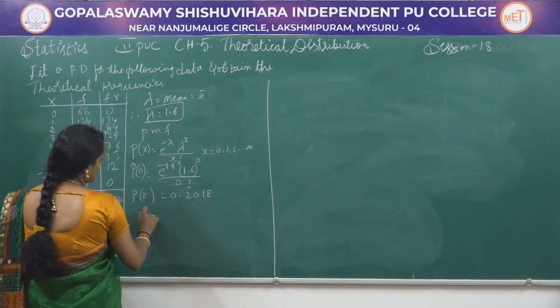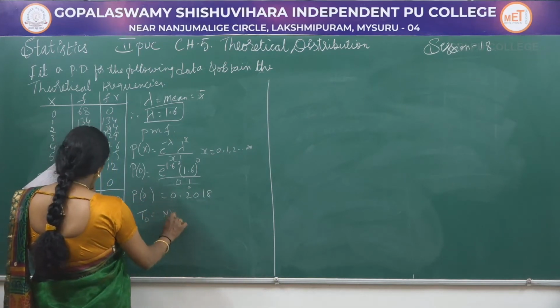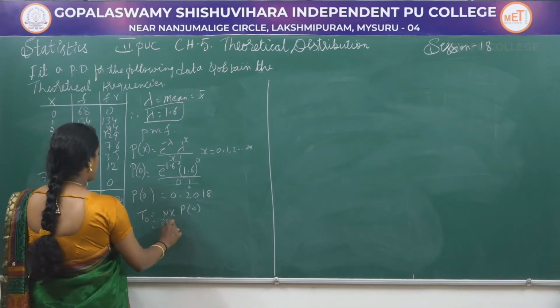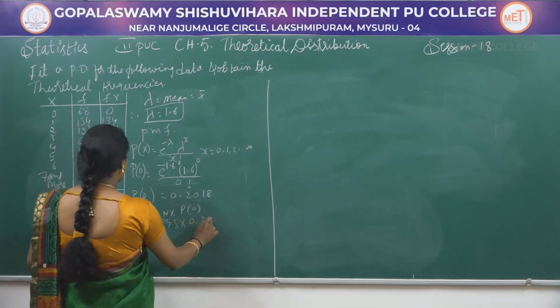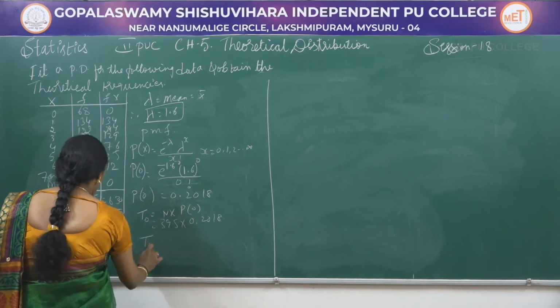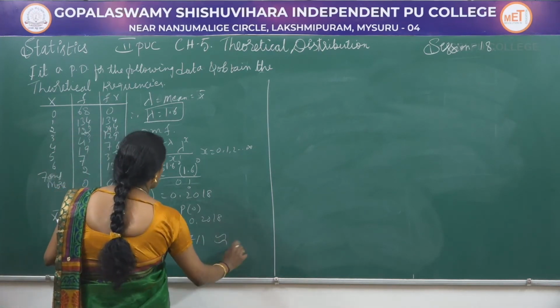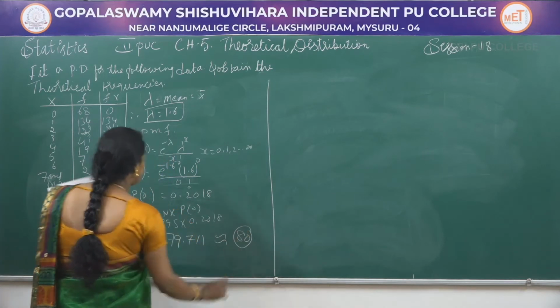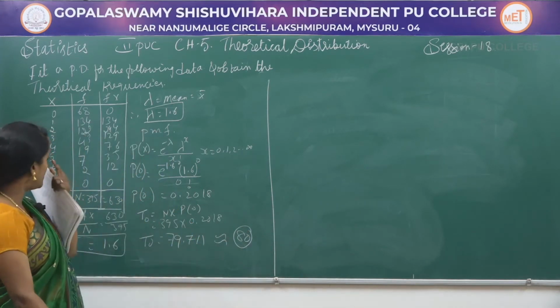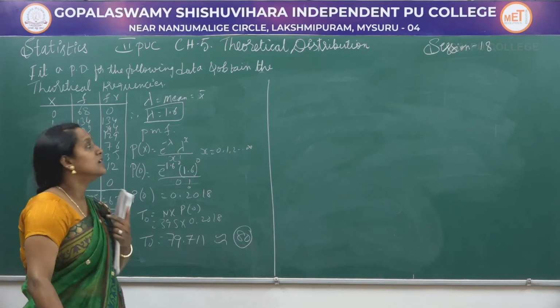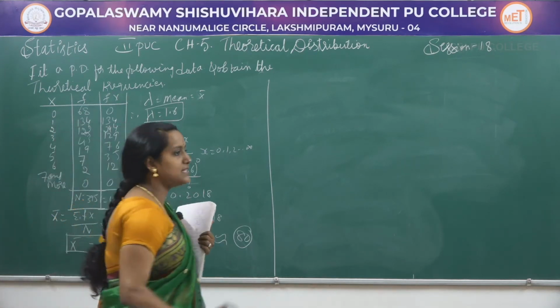So, P0 is equal to 0.2018. Next, we have to find T0, it is n into P0. This is n, 395, into 0.2018. So, T0 is equal to 79.711. Approximately it is 80. So, till here the procedure will be same, and next also the procedure will be same. That is, we have to write the recurrence relation.